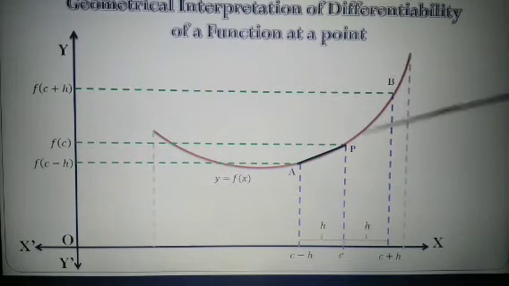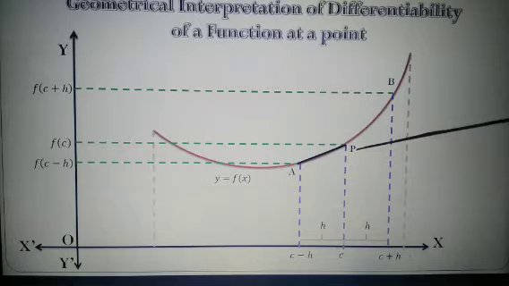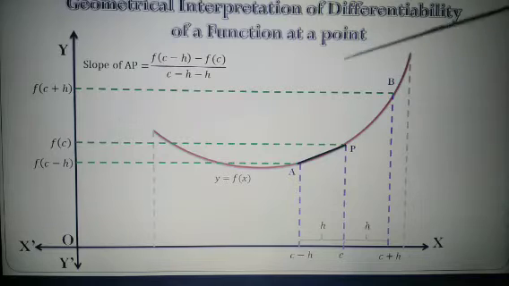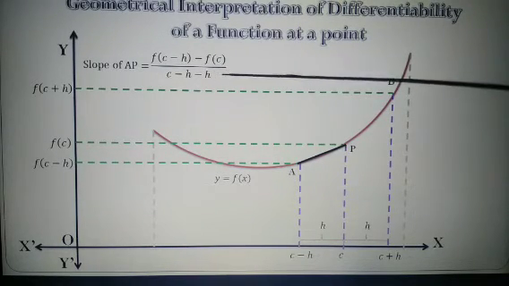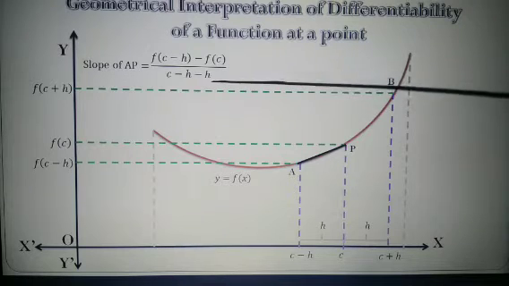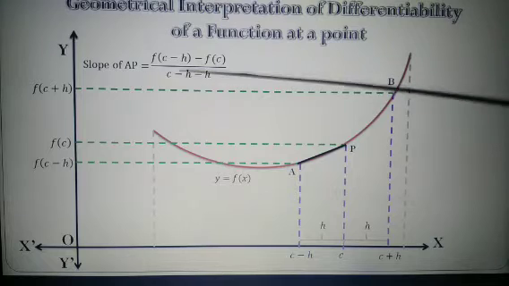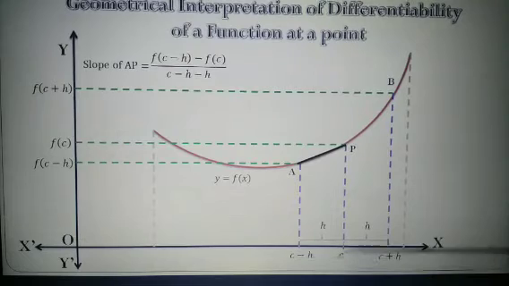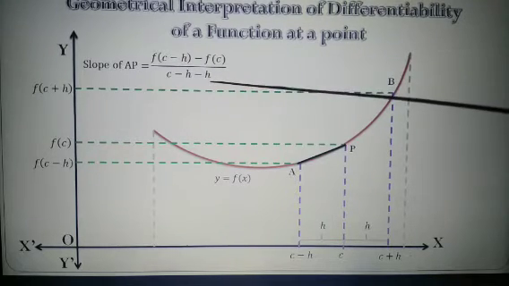Okay, so similarly, the coordinate of P is given by c comma f of c. That's why the slope of this line is given by y2 minus y1 by x2 minus x1, okay, which is this much, right? And actually here it should be c, because this is x2 minus x1, so x2 is this one and x1 is c, so here it has to be c.